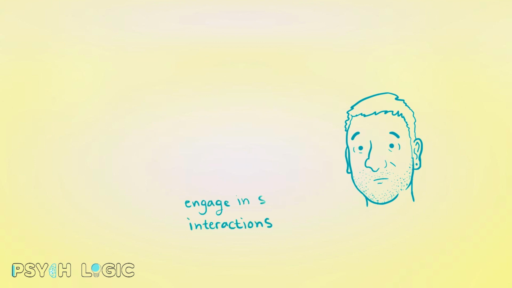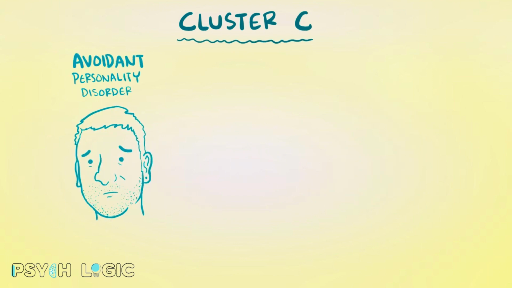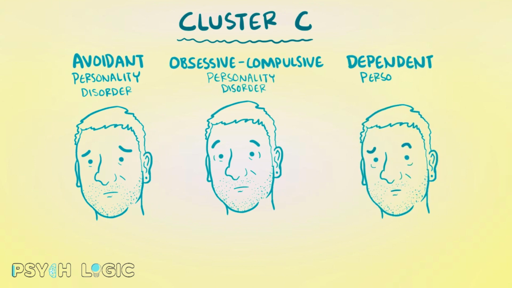Alright, as a quick recap, cluster C personality disorders are split into avoidant personality disorder, obsessive-compulsive personality disorder, and dependent personality disorder.